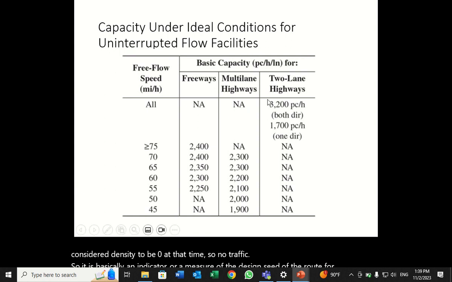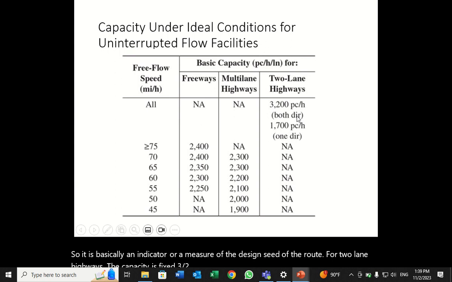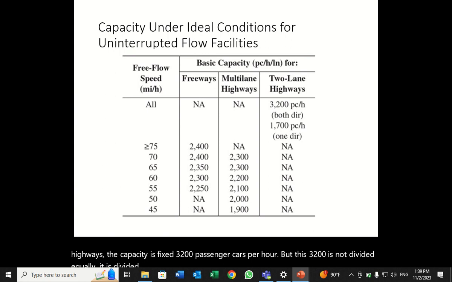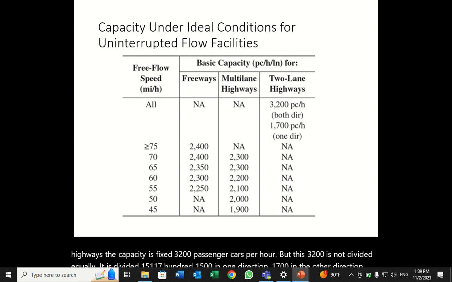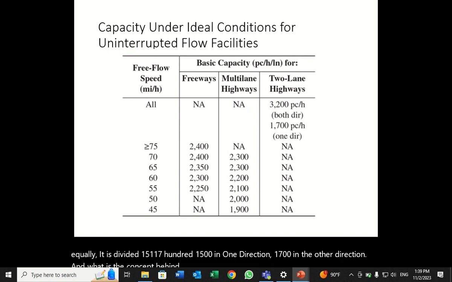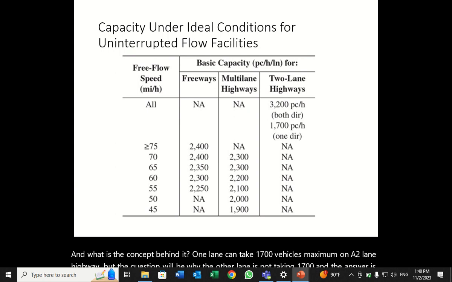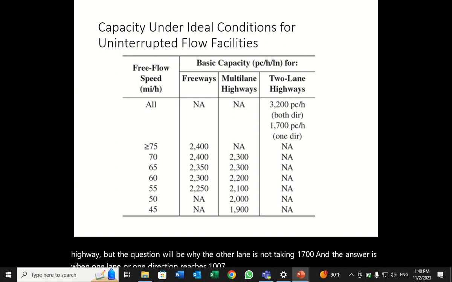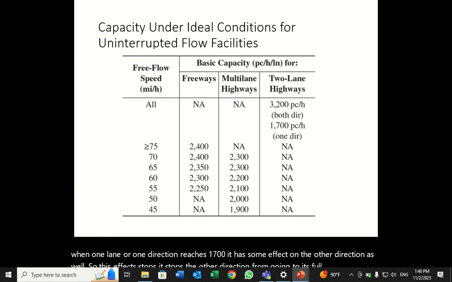For two-lane highways, the capacity is fixed, 3,200 passenger cars per hour, but this 3,200 is not divided equally. It is divided 1,500 in one direction and 1,700 in the other direction. What is the concept behind it? One lane can take 1,700 vehicles maximum on a two-lane highway. But why is the other lane not taking 1,700? The answer is, when one lane or one direction reaches 1,700, it has some effect on the other direction as well. This effect stops the other direction from going to its full potential, which is 1,700.